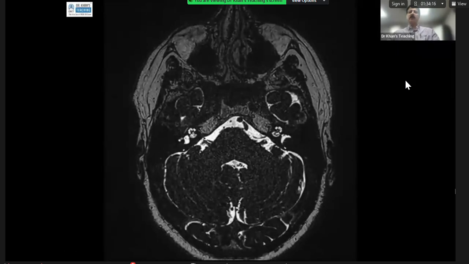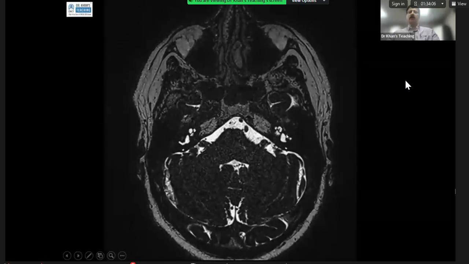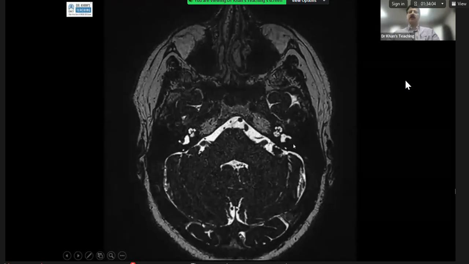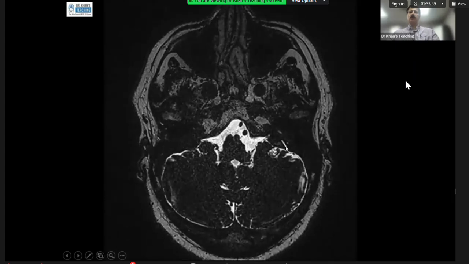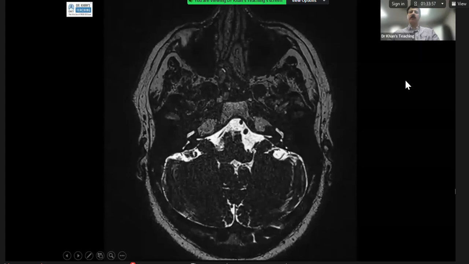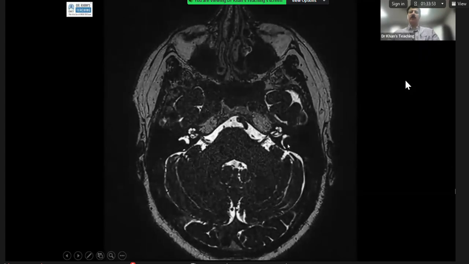Other than that, you can see that this is the vestibule, and this is the lateral semicircular canal. You see, it will make a circle like this. And something which makes a circle superiorly will be the superior semicircular canal, and this one is the posterior semicircular canal.